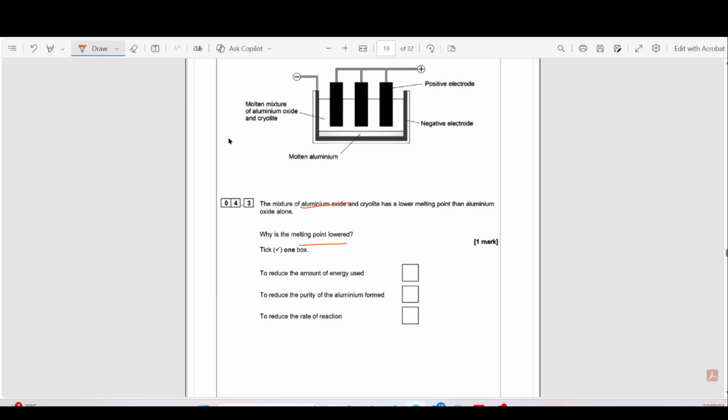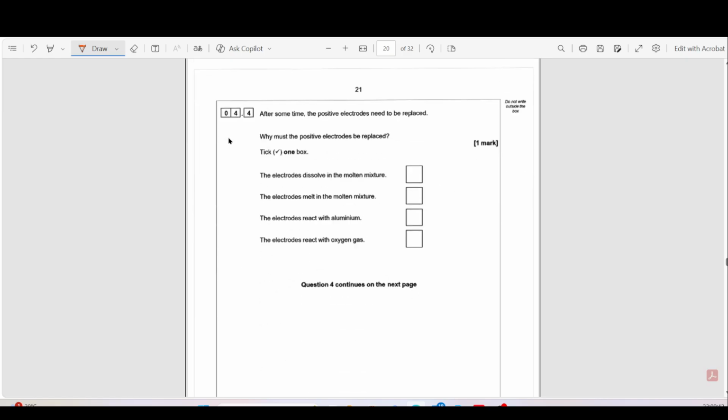The correct option is to reduce the amount of energy used, because pure aluminum oxide has a very high melting point, over 2000 degrees Celsius, and melting it on its own would require a lot of electricity and heat and energy, which would be very expensive. By dissolving aluminum oxide in molten cryolite, the melting point of the mixture is lowered to about 950 degrees Celsius, which reduces energy cost and protects the equipment by lowering the temperature. So this is the reason behind it.